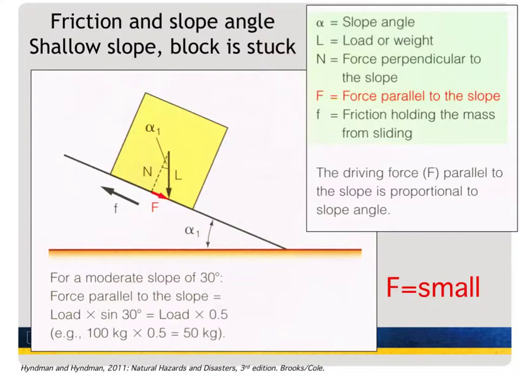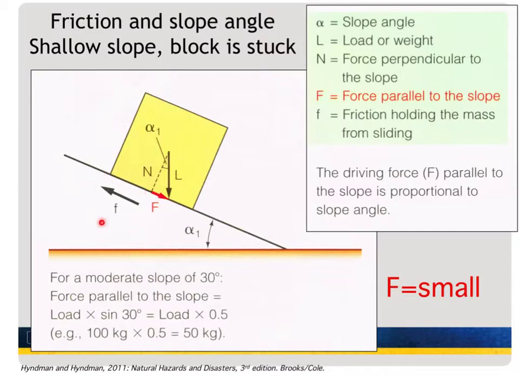The force of gravity can be broken up into a perpendicular component, N. This is the force of gravity that pulls on the block perpendicular to the slope. And there's another force of gravity that we can break out here, which is F. This is the force of gravity that's parallel to the slope, whereas again L is the force of gravity that's pulling the block due to its mass down towards the center of the Earth.